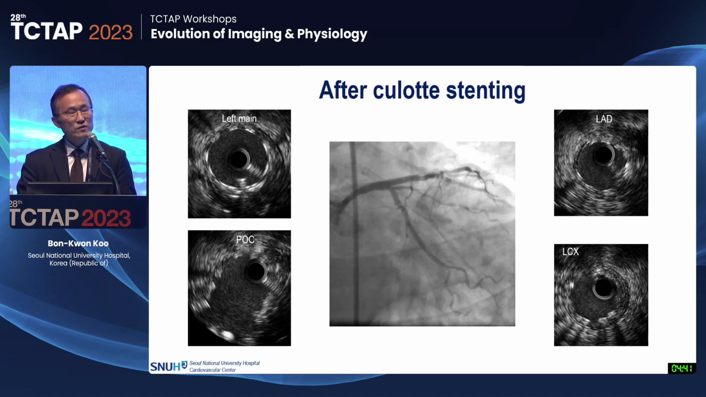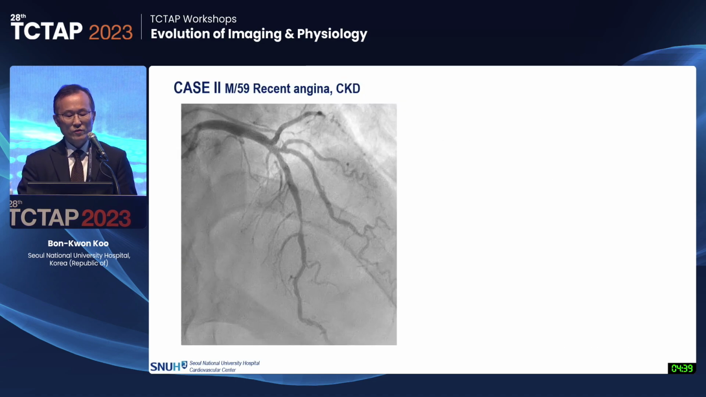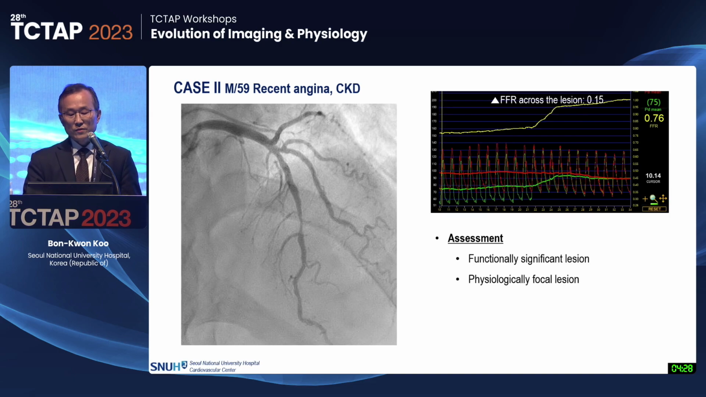So before finishing the procedure, you have to check all these imaging results. So the second case is rather simple. 59-year-old male, recent angina, but the patient had a CKD. So it may be very straightforward and clear, but sometimes I need to do a physiology, so FFR 0.76, so this must be the culprit.